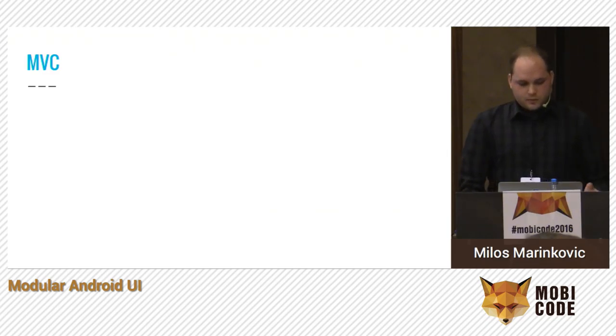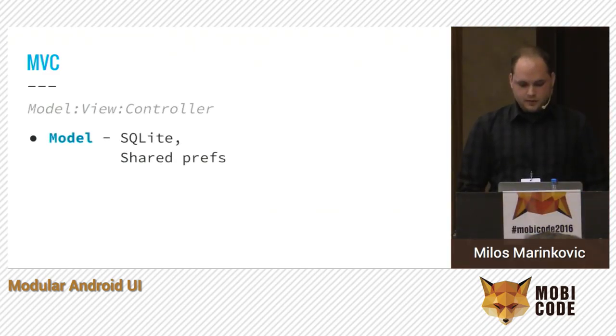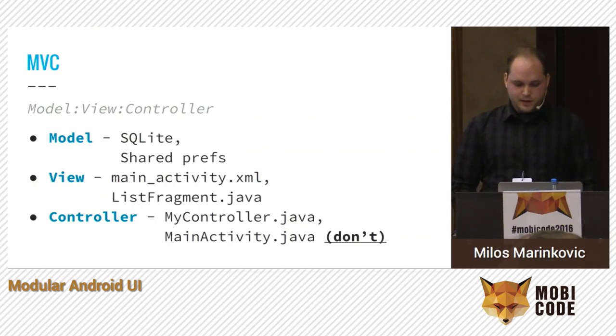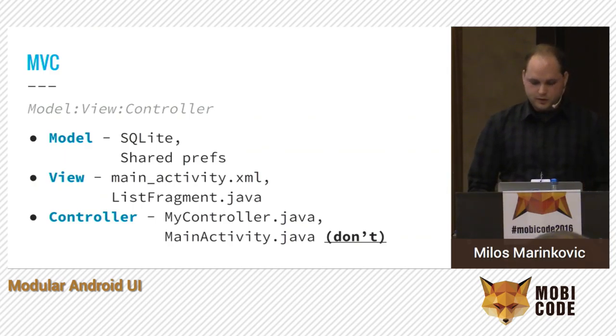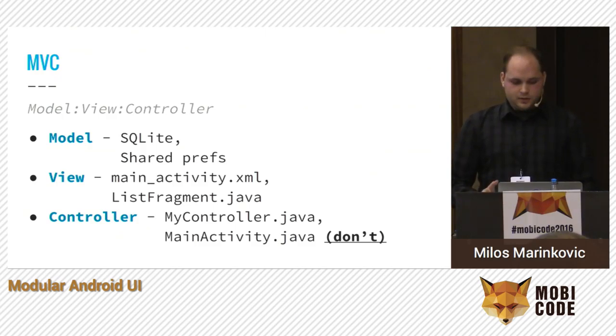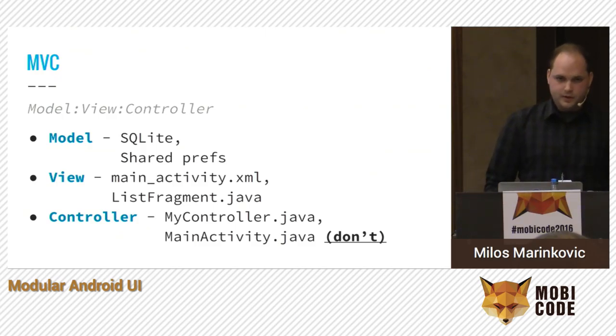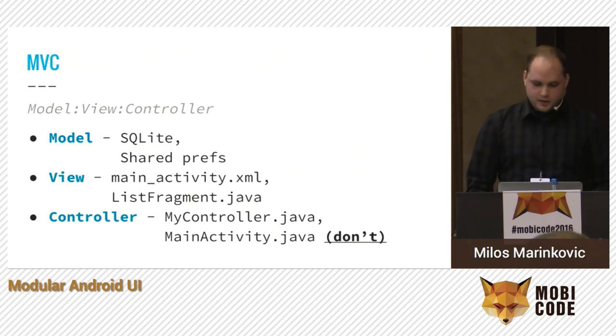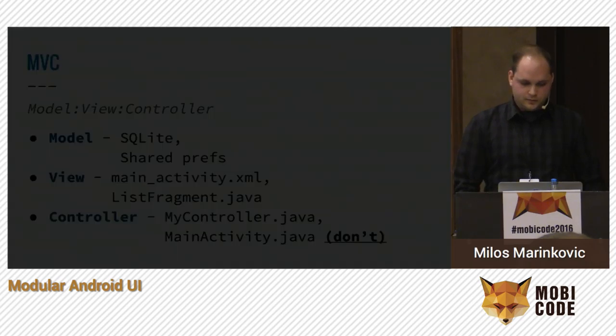When it comes to architecture, we tried MVC. The model was SQLite, shared preferences, and so on. In the view layer, we put, obviously, the layout, and we used, for example, fragments, and then the main activity or some specific controller behaved like the controller layer, which was awful because the main activity got to, I don't know, 15,000 lines of code. So we destroyed that class and wrote it from scratch.